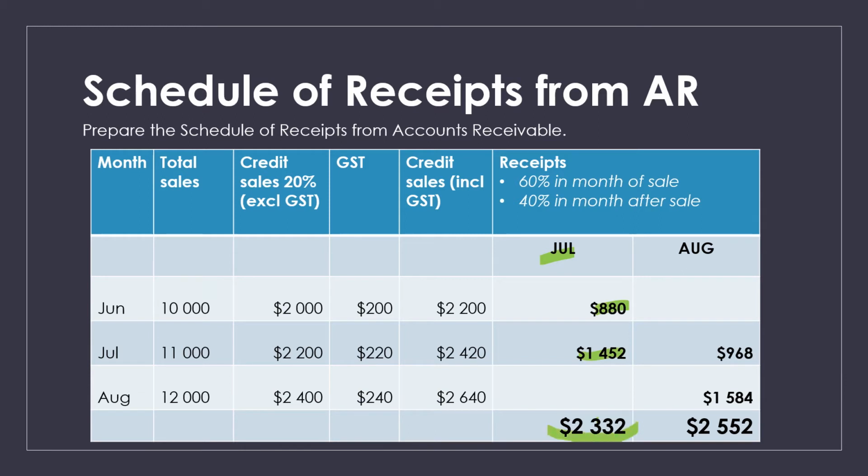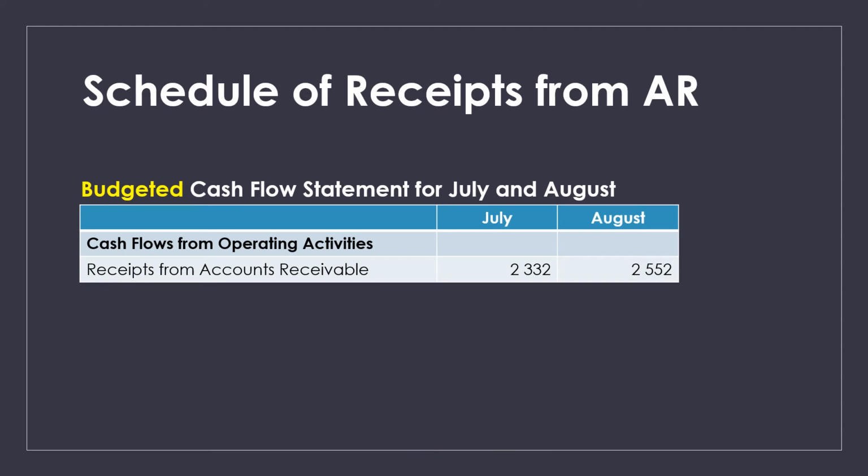From our schedule, we can see that we're expecting receipts from accounts receivable in July to be a total of $2,332, whereas in August, we're expecting receipts from accounts receivable to be $2,552. Here we can see how the expected receipts from the accounts receivable in July and August are reported in the budgeted cash flow statement for July and August.